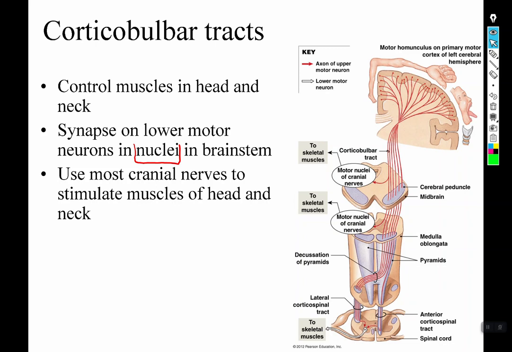So we know that cranial nerves are associated with nuclei where synapsing occurs and processing occurs. So these nuclei include nuclei that receive input from the corticobulbar tracts. So these are going to be associated with most of the cranial nerves that stimulate muscles in the head and neck and face and mouth.